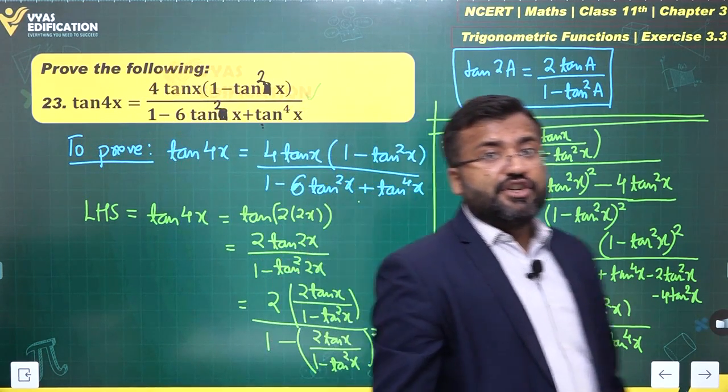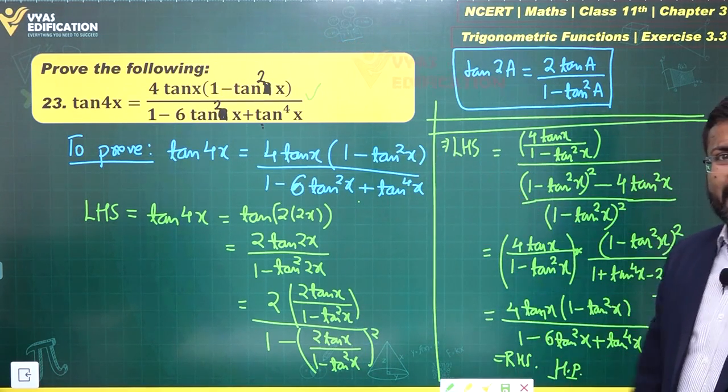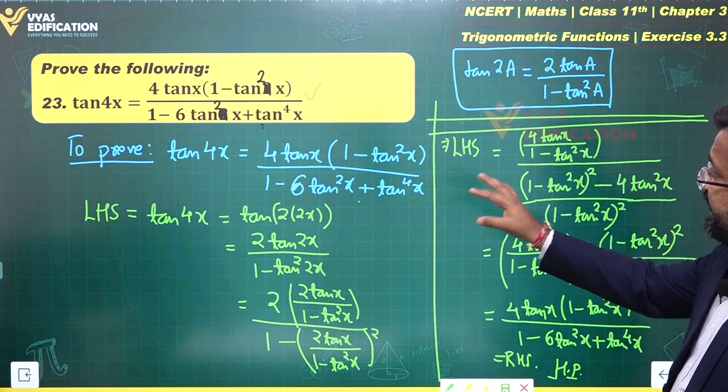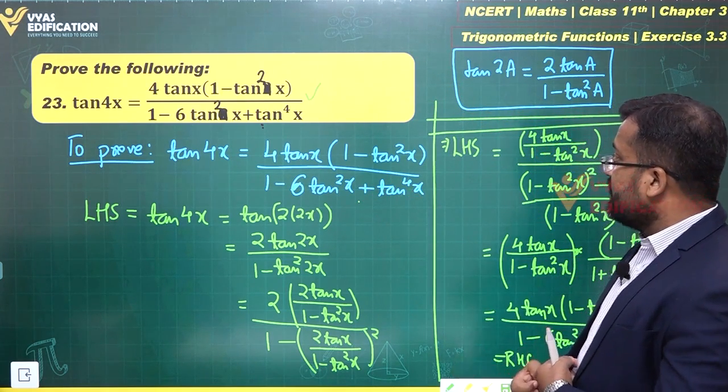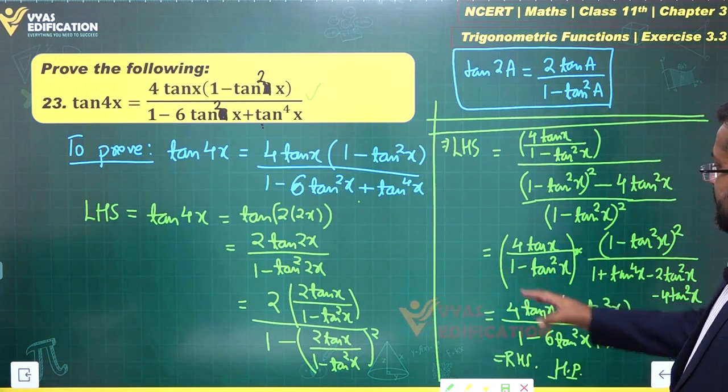Let's take a look at the complete solution once again. Let's take a look at the corrected question first of all. This is tan 4x. There were some typing errors in that. So tan 4x is 4 tan x, 1 minus tan square x over 1 minus 6 tan square x plus tan power 4x. Should we memorize this value? No, there's no need to memorize this value. Just have to solve this.